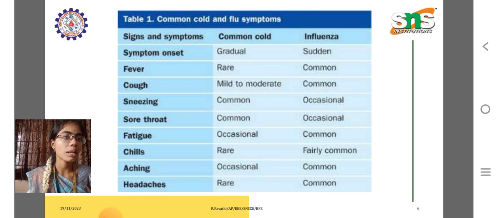Fatigue is occasional in a cold, but common in influenza. Feeling chills is rare in the common cold, but in influenza it is a fairly common symptom. Itching is occasional in a cold, and in influenza it is common. A headache is rare in the common cold, but in influenza it is a common symptom.